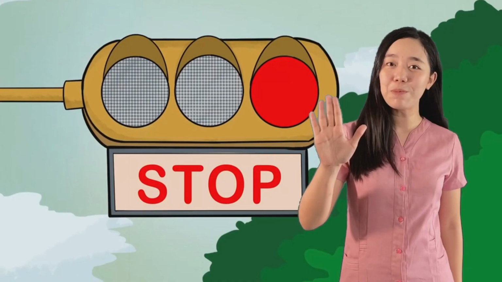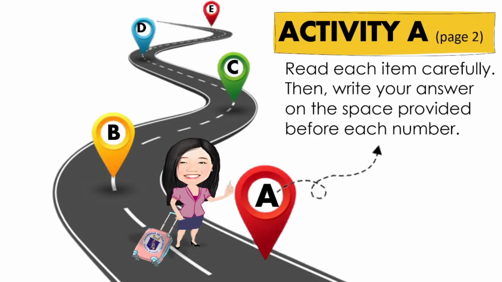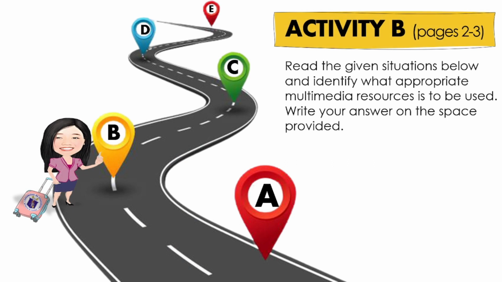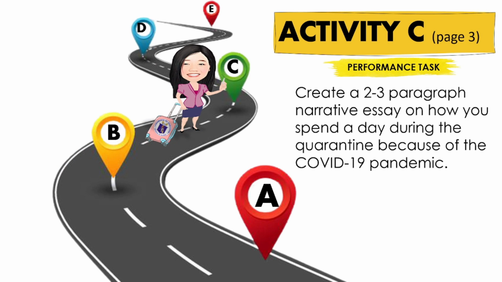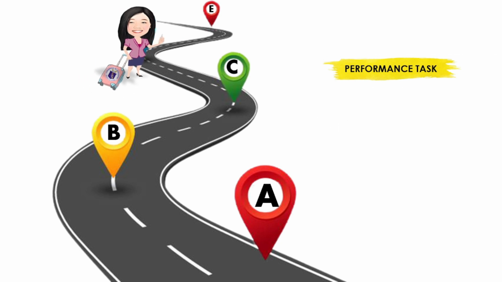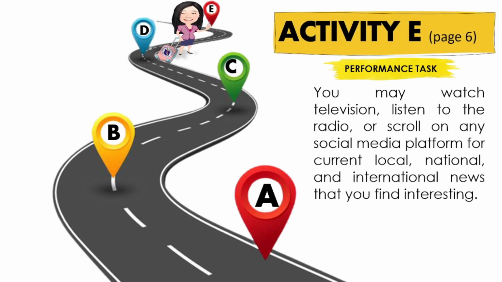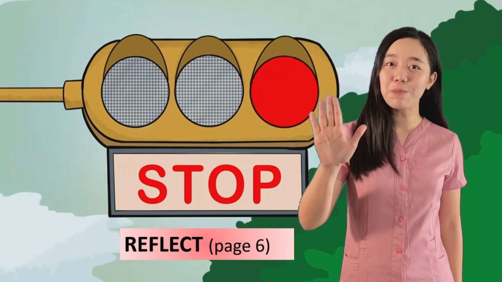Stop! How was your journey finishing these learning activity sheets from start to end? Check if you have answered activities A to E. Now, share your thoughts by answering the 3 reflection questions on page 6. Be sure to answer in complete sentences.